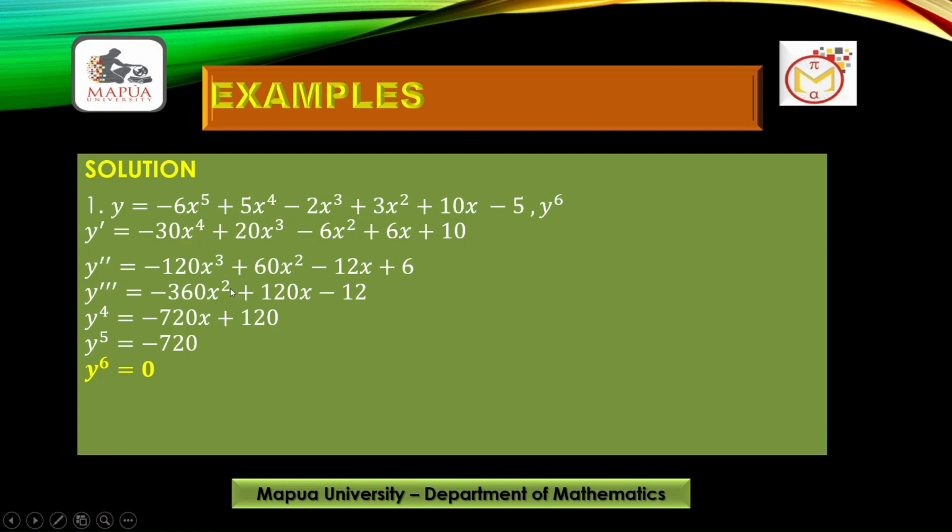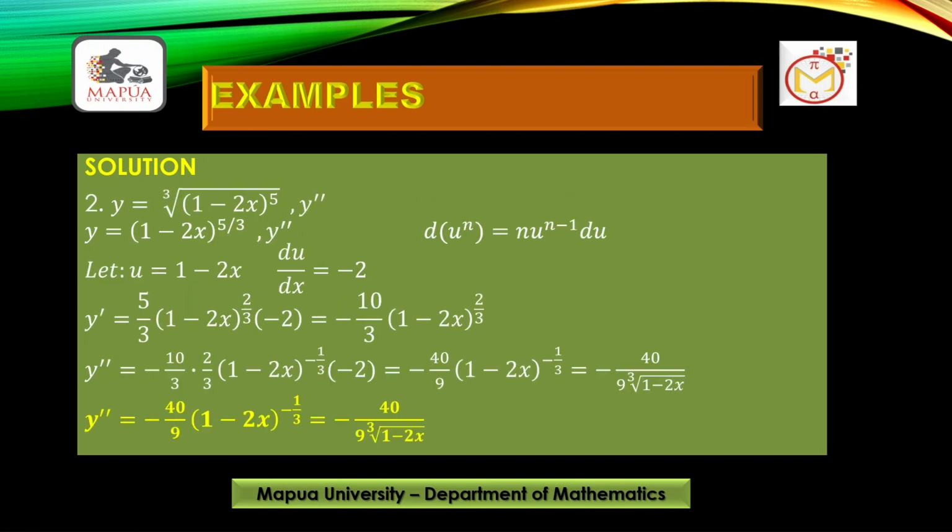So this is by means of power. Bring down 2 times negative 360 is negative 720. Less 1 from exponent, so this is x. And the derivative of 120x is now 120. The derivative of negative 12 is 0. So we can differentiate again the fourth order derivative, and this is now the fifth order derivative. So negative 720x becomes negative 720. The derivative of 120 is 0. Then we can say that our sixth order derivative is 0 because the derivative of a constant is 0.